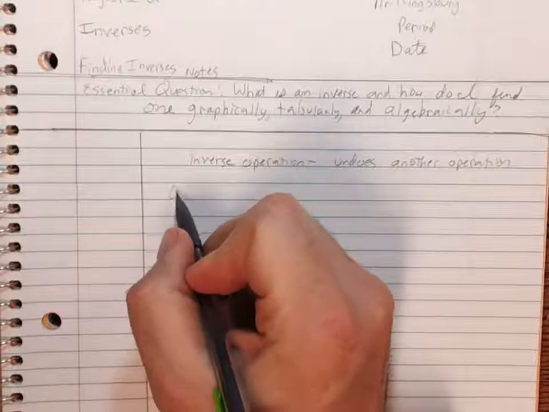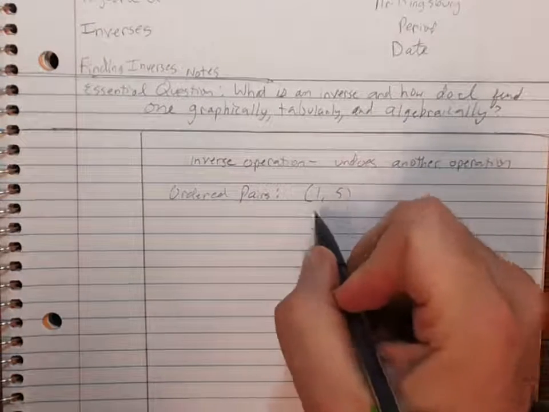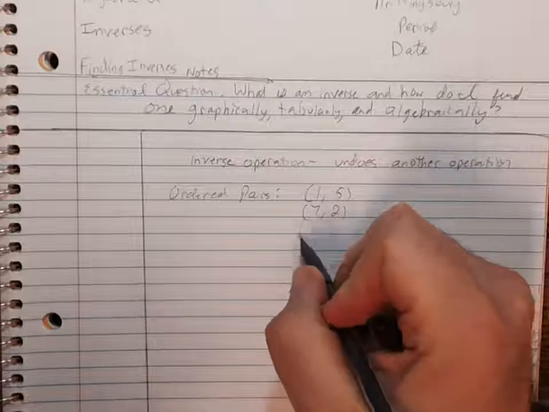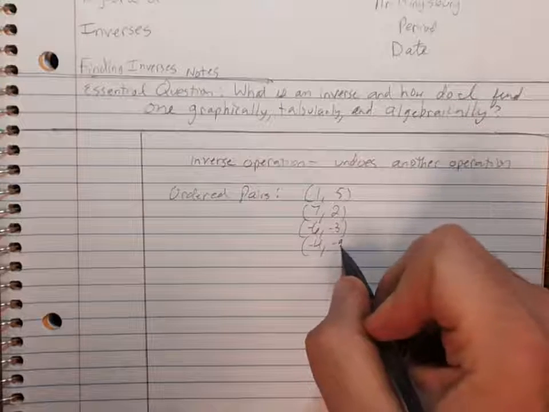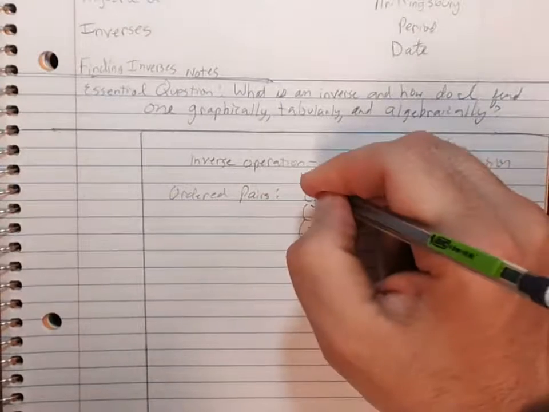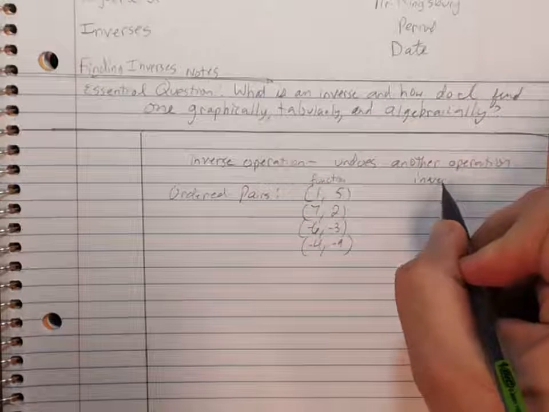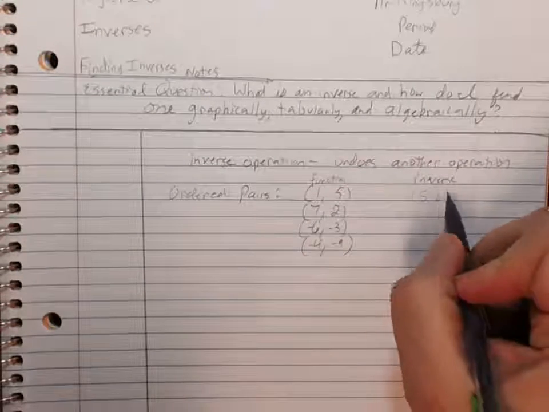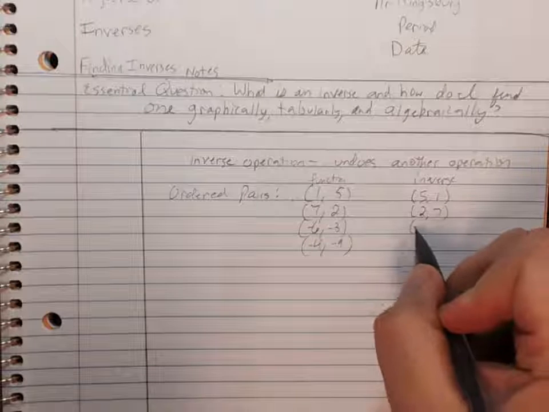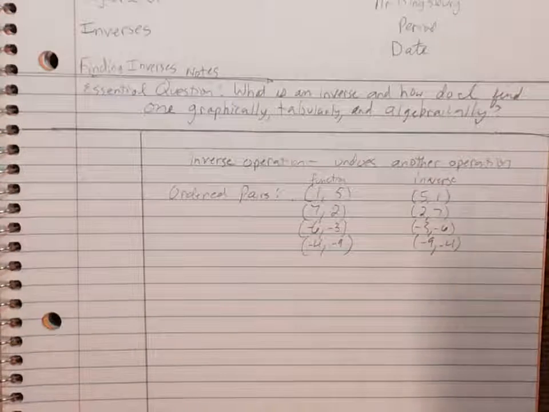Let's start with something simple like ordered pairs. Let's say that I give you the ordered pairs (1, 5), (7, 2), (-6, -3), and (-4, -9). So this is our function. The inverse is simply these ordered pairs, but we flip-flop the y and the x. So it'd be (5, 1), (2, 7), (-3, -6), and (-9, -4). All I did was flip-flop the x and y.